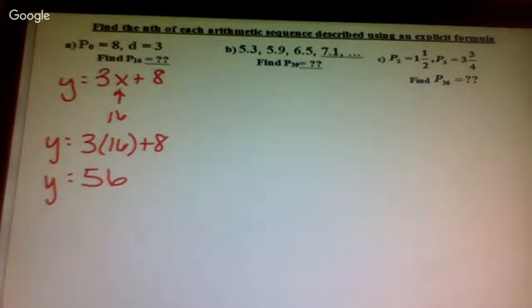Okay. B. They just give us a sequence. So y equals, no. Y equals what's it moving by? 0.6x plus 5.3. That's where we started. Again, we need to find p sub 39. So 39 goes in for x.